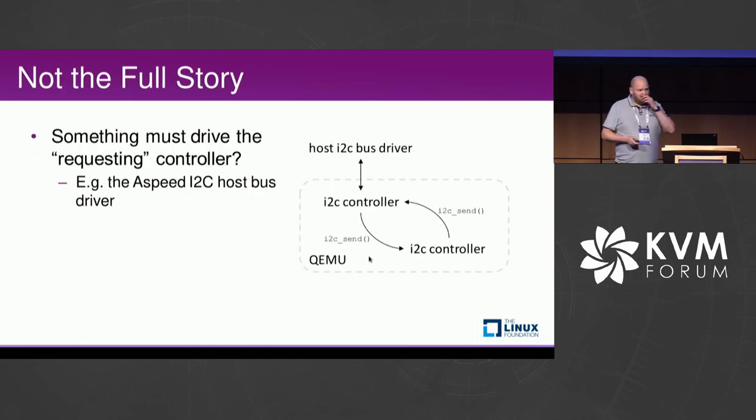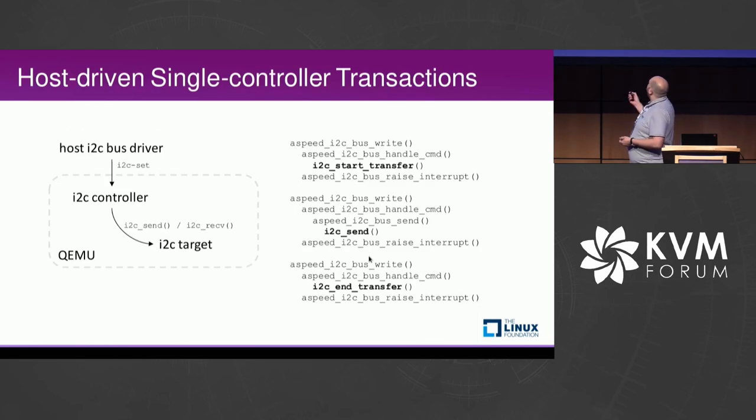And this works fine. But the problem is that this is not the full story, because the main controller that owns the bus is controlled by something. It's typically controlled by some kind of host I2C bus driver, for instance, could be the Aspeed driver in Linux. And because that works with MMIO, another problem with the old recursive way of doing things would be that you would end up blocking the guest while you were handling all this, and you could just keep going on and on, having the guest blocked, and nothing would really work. Basically, you have an MMIO write, you handle the command, you start the transfer, then you get another bus write to actually send the data.